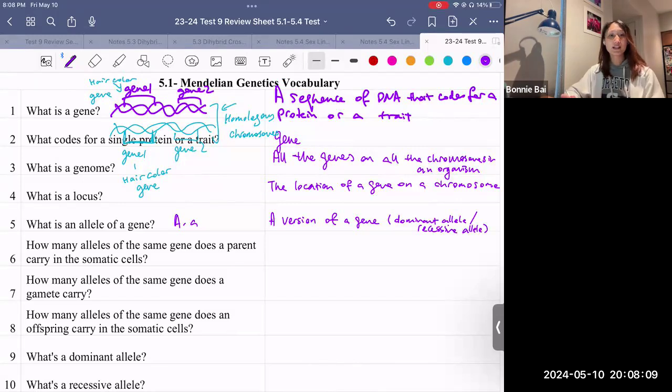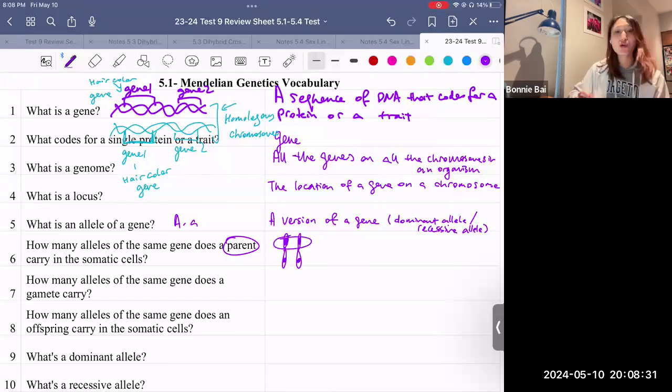All right, moving on to the next question. Number 6, how many alleles of the same gene does a parent carry? So when we're looking at a parent, you have your 23 pairs of chromosomes. You do have homologous chromosome, right? So here's your homologous chromosome. If you have a gene right here, you would have another gene right here. If you have a gene right here, you will have the same gene right here. But these two are the same one.